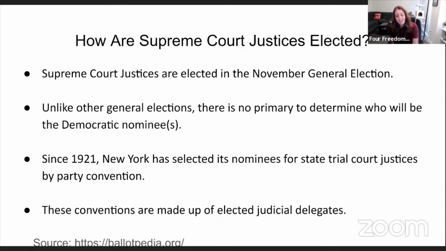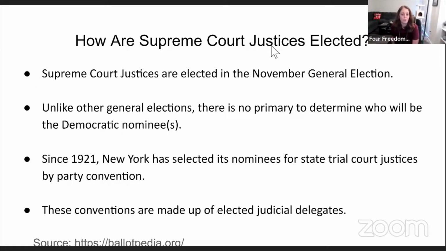The main difference is, unlike other general elections, there is no primary to determine the Democratic nominee. Since 1921, New York has selected its nominees for state trial court justices by party convention. And these conventions are made up of elected judicial delegates.